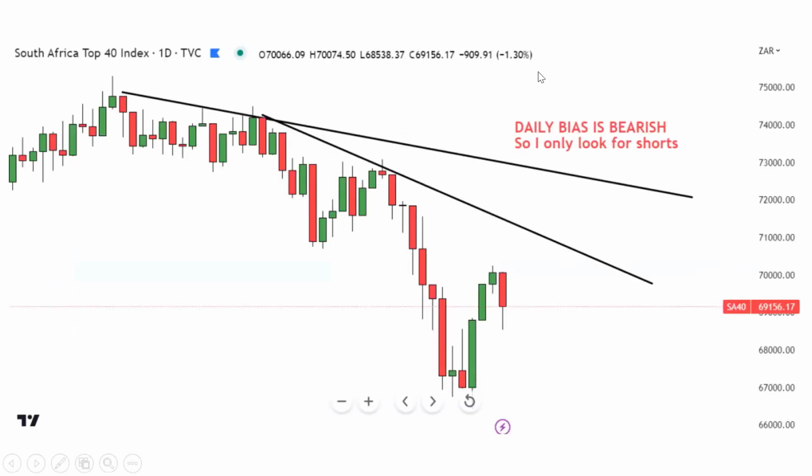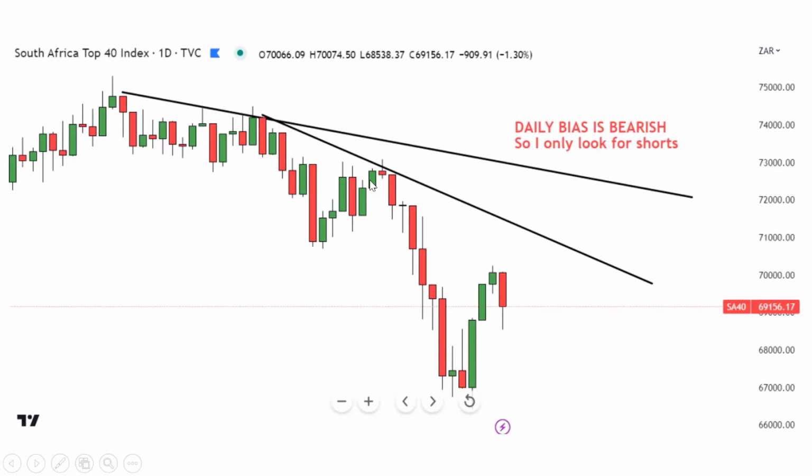So here is an example with the JSE, where I was looking at the daily chart, and you can see that this is a very recent chart. And we saw that the daily bias was bearish. So I only looked for shorts. So how do I know that I looked for shorts? There are a few reasons. One, there are lower highs in the market. So there's break of structure to the downside, break of structure to the downside.